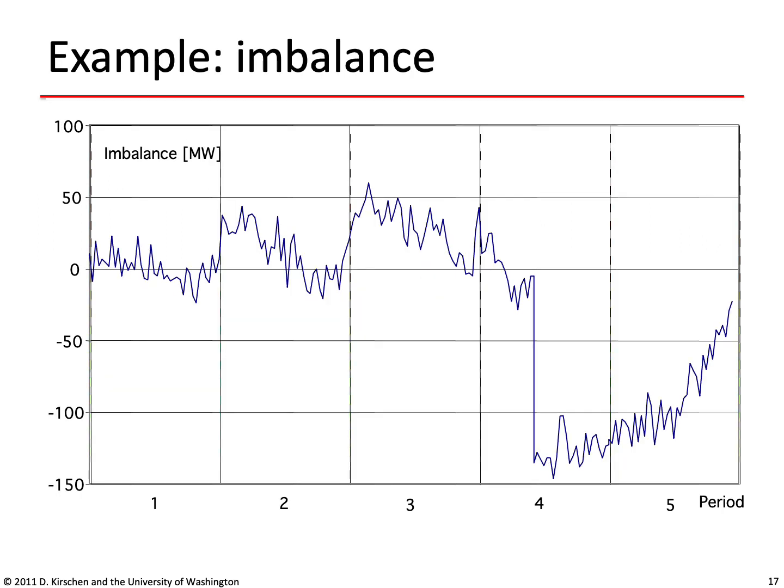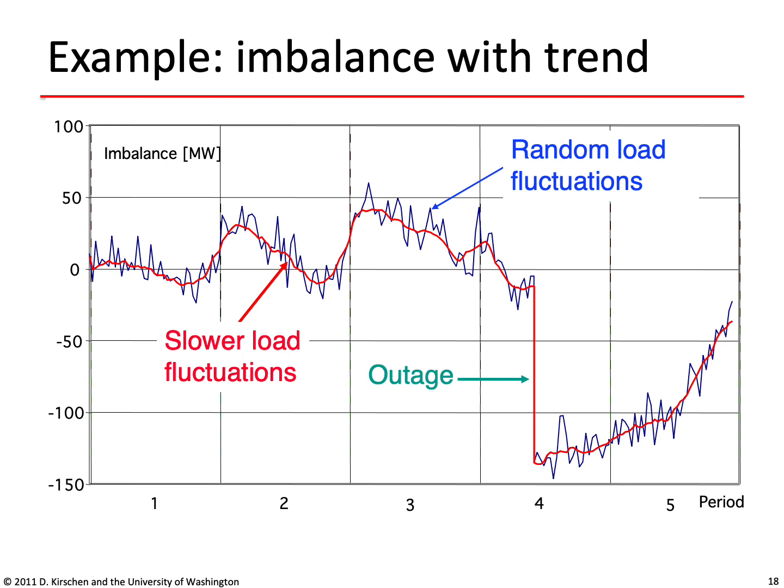So, instead of plotting the load and the energy produced and the energy traded, let's consider just the imbalances, which are the difference between the load and the energy produced. This diagram shows these imbalances for these 5 periods, and we can observe several different things. We have in blue random load fluctuations. In red we have the slower load fluctuations due to the change between periods and the fact that the load is increasing. And then in the middle of period 4 we have a large outage that creates a large negative imbalance.